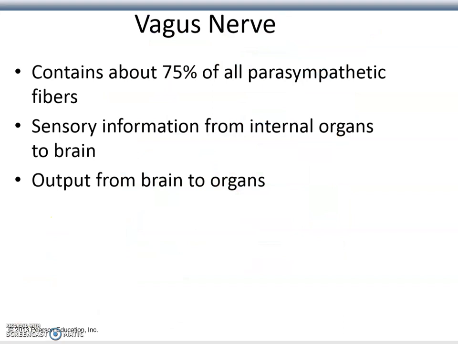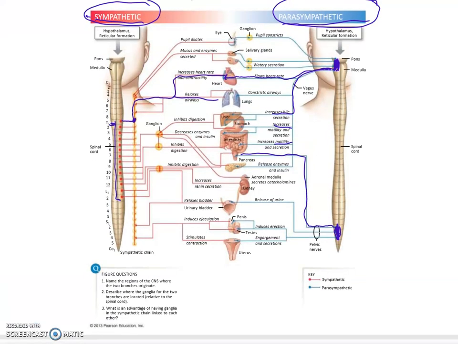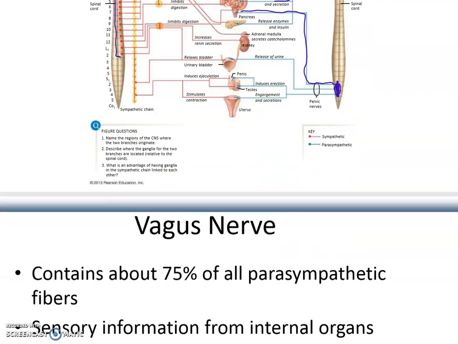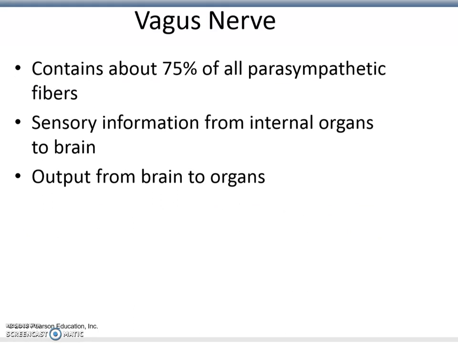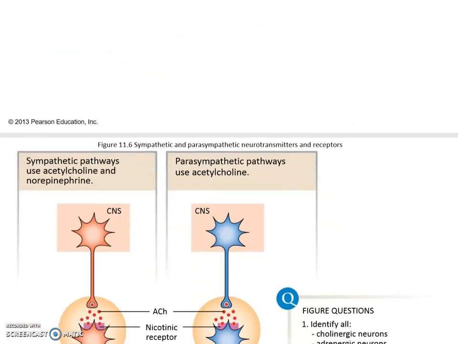Let's take a look at the vagus nerve, because that one is so important. It contains about 75% of all parasympathetic fibers. And if you go back to this slide, you can tell that it's almost going everywhere. I mean, this is just a majority of these parasympathetic fibers. Sensory information from internal organs to the brain is also carried on the vagus nerve, and then we have output from brain to organs. But for this lecture, the most important information here is that the vagus nerve is the majority of those parasympathetic fibers.